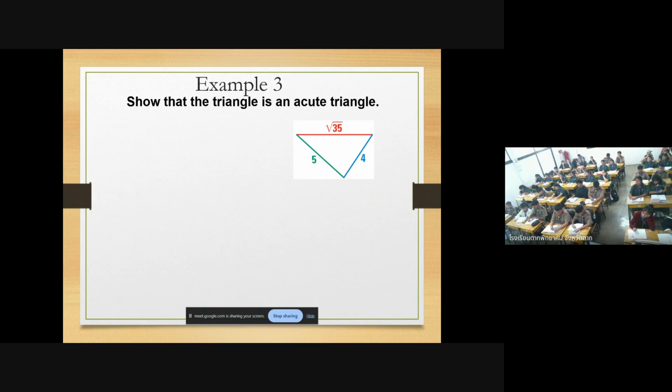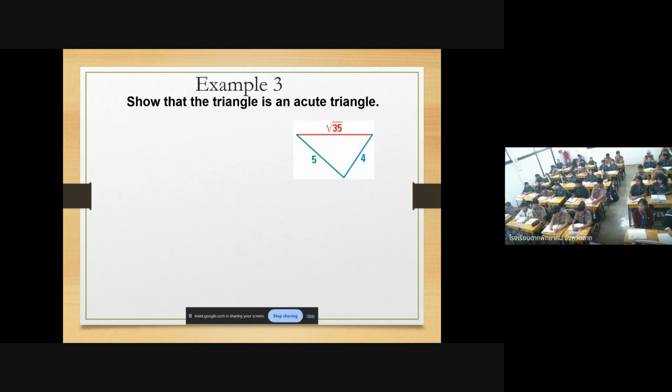Okay, very good. So the expression that we have is square root of 35. And then we need to find out what is this. And then 5 times 5. So we have this, and then 4. As you can see, we have the square root of 35. So now, we can cancel, right?